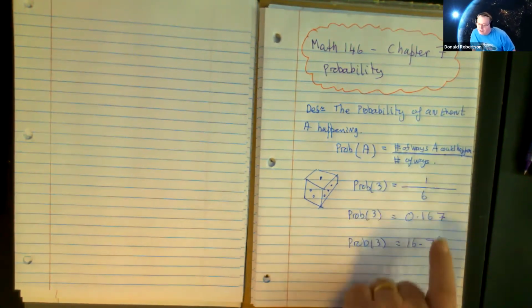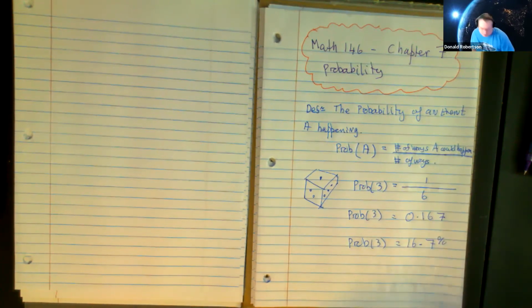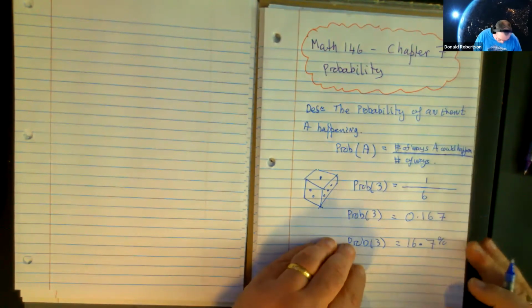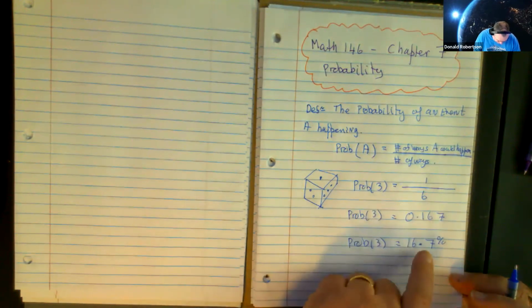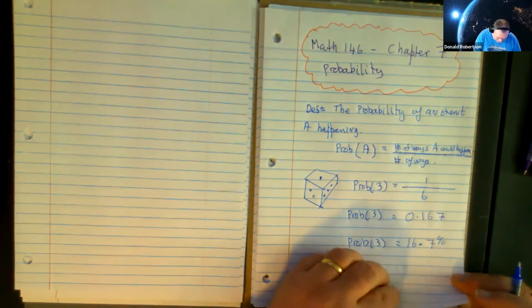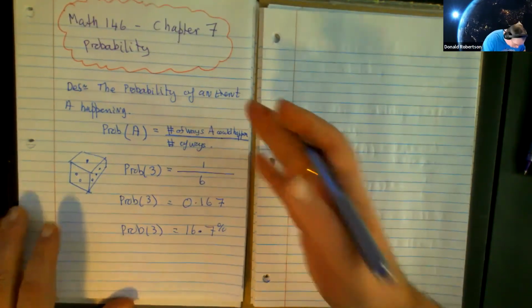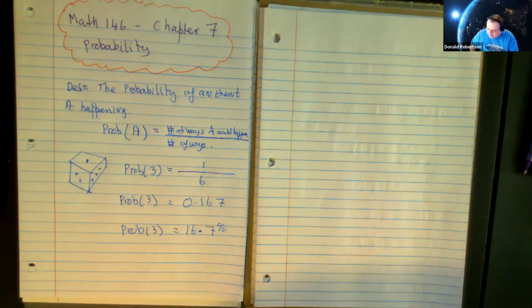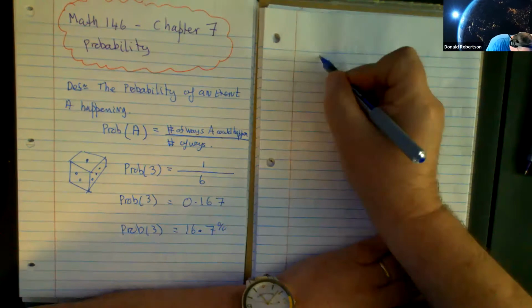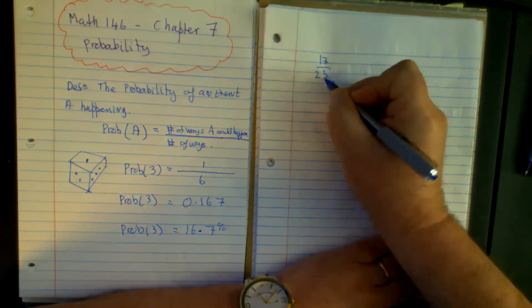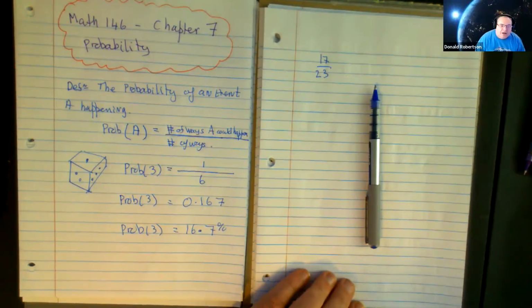Fractions are very common, and decimals as well as percentages are very common. One of the advantages of decimals and percentages over fractions is that if you want to compare 2 probabilities and you want to know which one is more likely than the other, which one has a bigger probability, when they are fractions, it's hard to tell which one's bigger than the other.